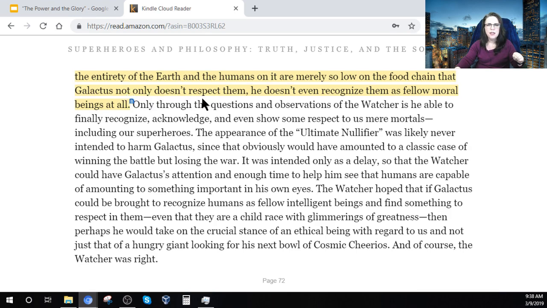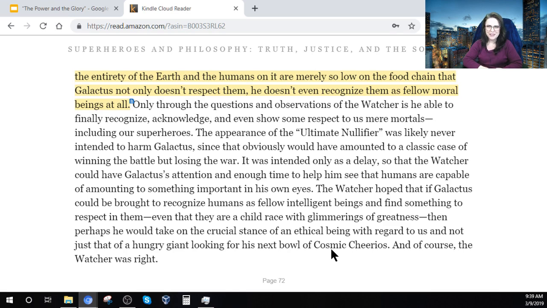And this is what they say. Galactus not only doesn't respect them, he also doesn't even recognize them as fellow moral beings at all. So do we as humans respect and honor the earth and the animals and the plants that we consume in order to stay alive? Or do we disrespect the earth? These are some of the questions that are underpinning this topic of conversation that we're having about these comic book characters. And to even further drive it home, I really love this line here.